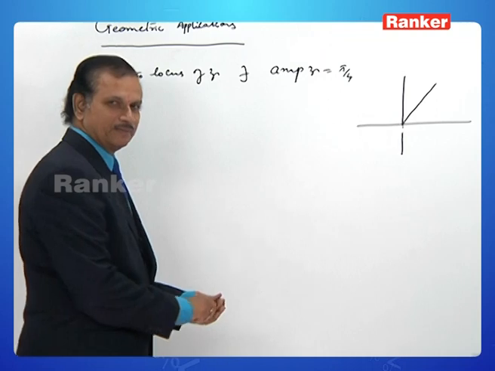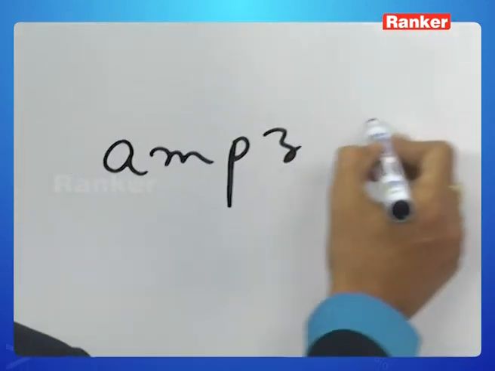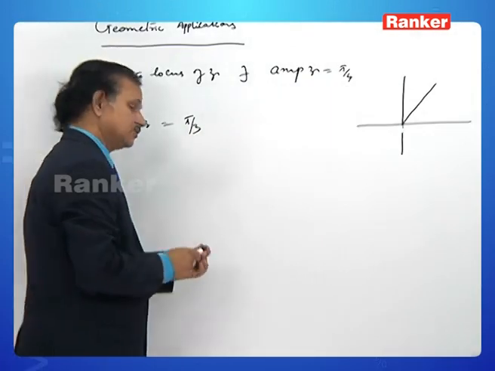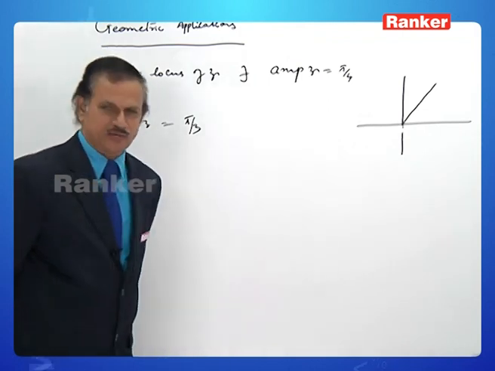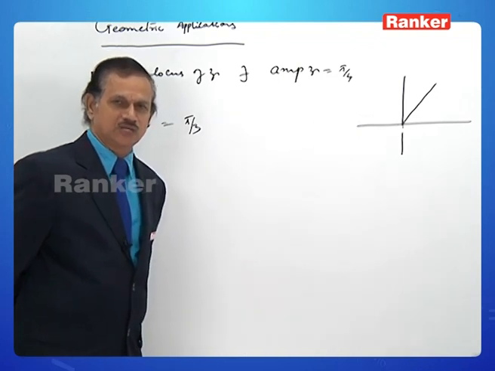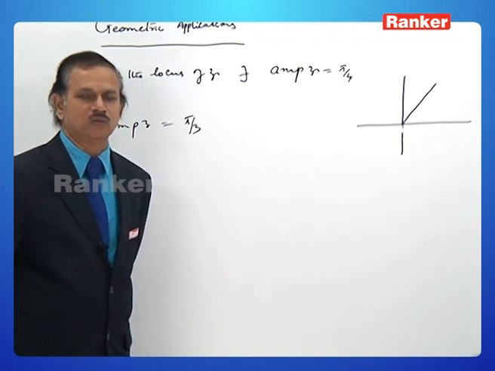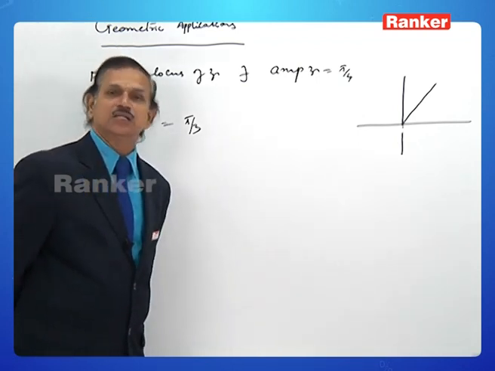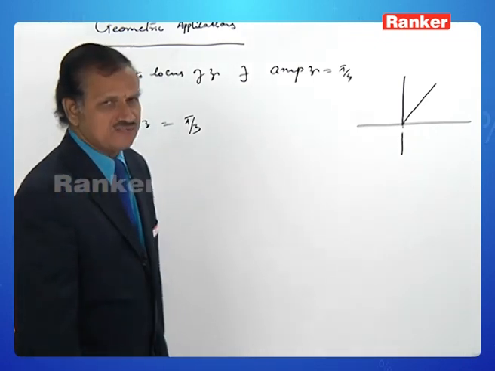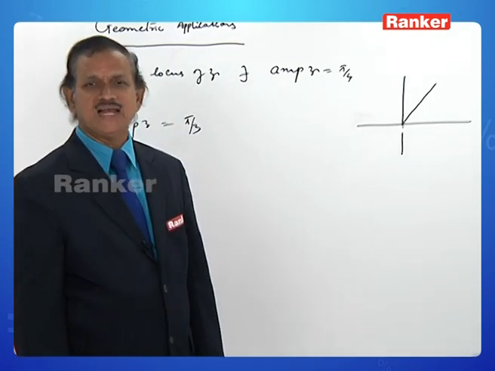Amplitude of Z is equal to pi by 4, and suppose he may ask you amplitude of Z is equal to say pi by 3. What is the locus of this? Tan inverse of y by x is equal to pi by 3. That is y by x is equal to tan pi by 3, that is root 3. Y is equal to x root 3. Hence it is a straight line passing through origin and inclined at an angle of 60 degrees with the positive x-axis. If he doesn't give you any further information, you leave the locus like that.